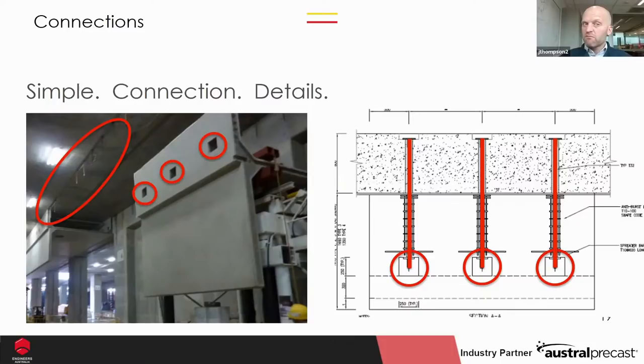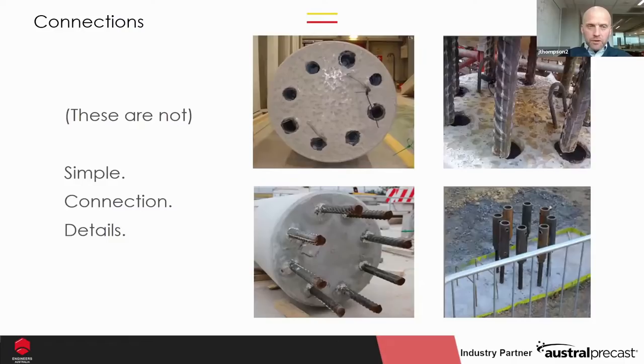These are not simple connection details. So this is the 14 meter columns that were at the front of the library in Durham University. And you can see there, the principle was Lenton coupler interlock system, so grouted pockets. The extended bars of one column section going into those pockets, and then they were grouted.